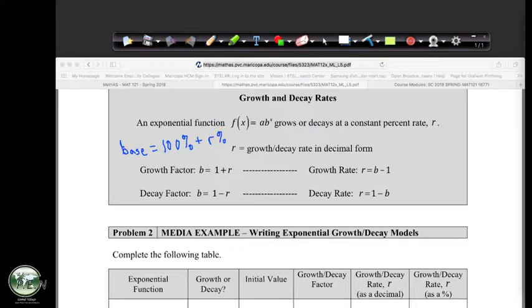So there's two processes. If we know the rate, we add 100% to it to get to the base. But if we know the base, what we do is, okay, now I'm in the right place. So to get the rate, and we've been doing this, I like to work with it as a percentage: the rate is equal to the base as a percentage, minus 100%. So that's what we've been doing.